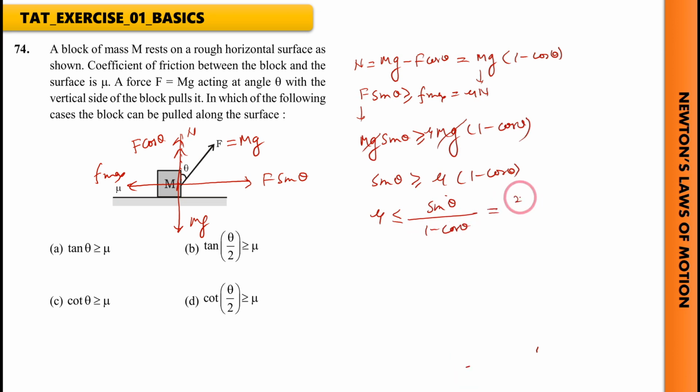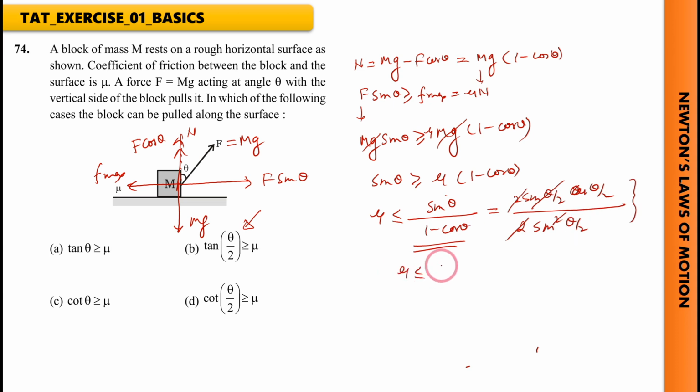You know that sin theta, because in the options the answer is not in terms of only theta, we need to further simplify this equation and we are also observing theta by 2, so we should go for the half angle formula. So sin theta can be written as 2 sin theta by 2 cos theta by 2, and 1 minus cos theta as 2 sin square theta by 2. One sin theta is cancelling out and the 2 is cancelling, so we are getting cot theta by 2. So mu should be less than or equal to cot theta by 2. D is the answer.